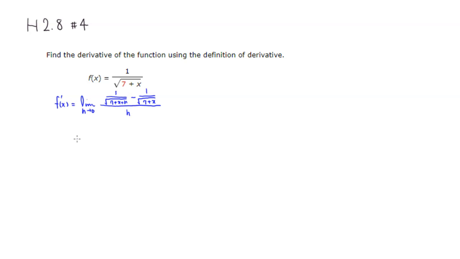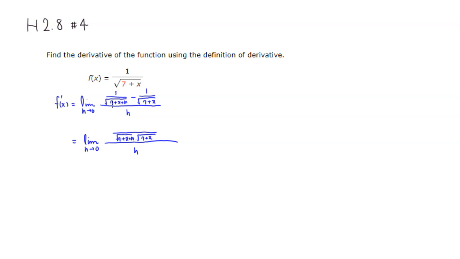Then we're going to take the common denominator between these two quotients in the numerator. So you have the limit as h approaches 0. I'm going to leave h alone for now. The common denominator would be, you just multiply these together. So you have square root of 7 plus x plus h times square root of 7 plus x.